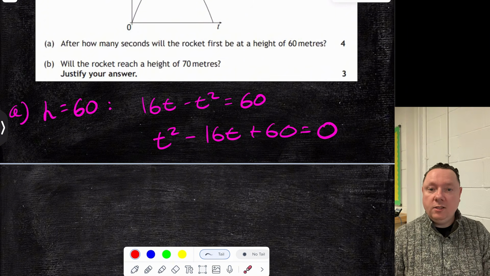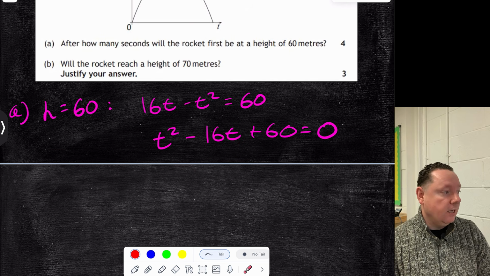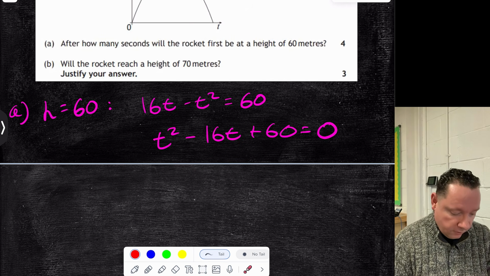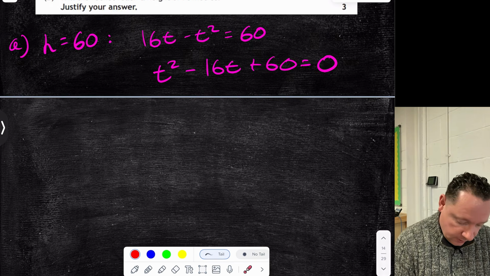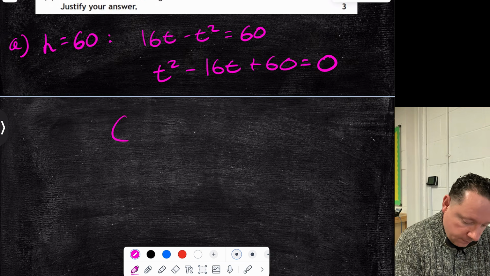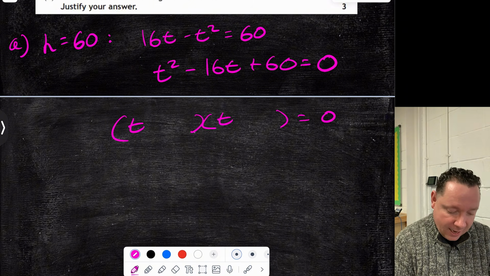I've now got a quadratic to solve, so I look for a common factor. There isn't a common factor, so I'll try and factorise it. Now, if it doesn't factorise, I'll use the quadratic formula. But it is paper 1, so chances are it will factorise. So double brackets, t and t. I'm looking for two numbers that multiply to make 60, but add to make 16.